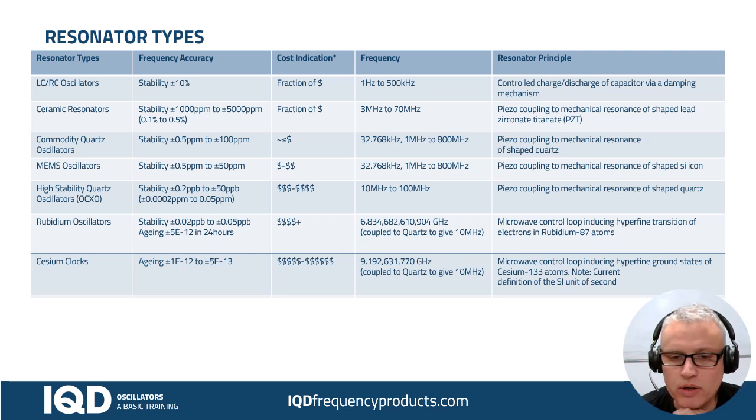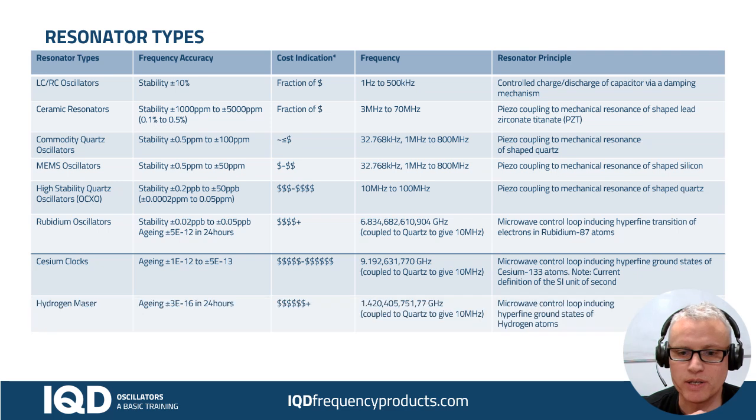One thing that's worth noting with a cesium clock is that the current SI unit of time is the second, and it is defined by the decay of a cesium atom. So a cesium clock is the definition of a second, which raises an interesting question: how could you possibly be better than the definition of a second? But there are products that are better, and the next in the range would be a hydrogen maser.